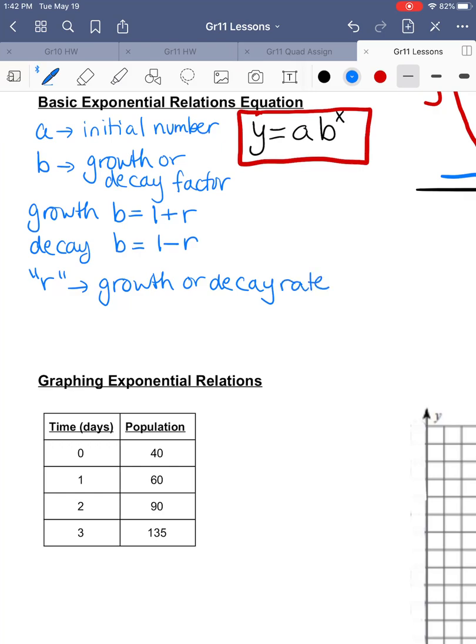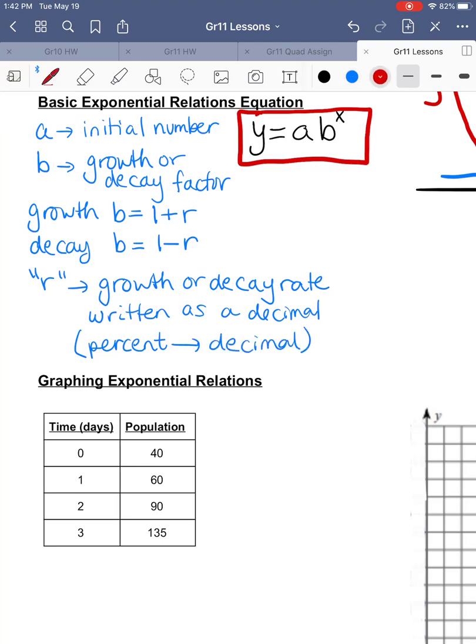And what this is, is that sometimes we're given a percent. So something is growing at a rate of 10%. And we take this percent and then we put it into a decimal. So it's the growth or decay rate written as a decimal. Okay, so you're taking a percent and then you're turning it into a decimal. And remember that we do this by dividing by 100.